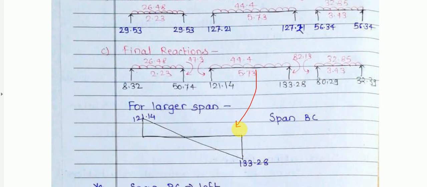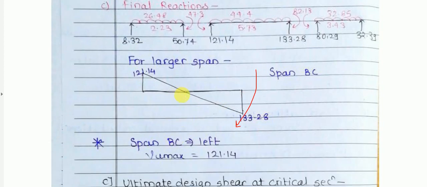So for this maximum span, at one end the reaction is 121.14 and at the other end it is 133.28. So for this shear force diagram, now we need to consider this left portion separately and this right portion separately. Means for this design calculation, these two portions will be treated separately as these two have separate reactions. So first we are considering this left portion.